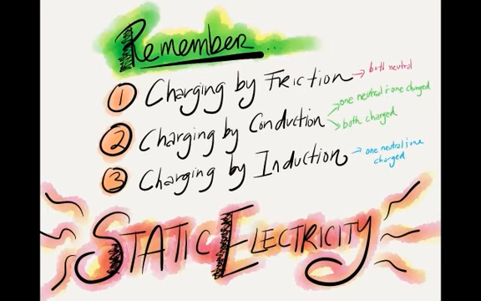Just a reminder, there are three methods of charging within static electricity. There's charging by friction, where both objects start out as neutral. The second one is charging by conduction, where there's one object that's neutral and one that's charged, and then there's a scenario where they're both charged. The third one is charging by induction, where there's one object that's neutral and one that's charged. The key thing with induction is that there's actually no contact involved.